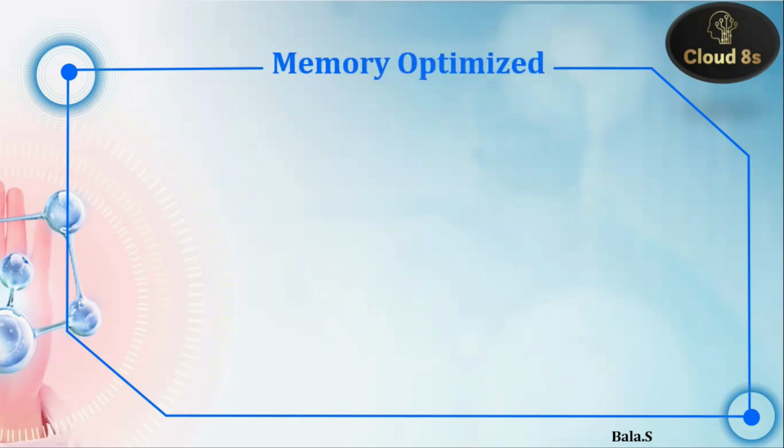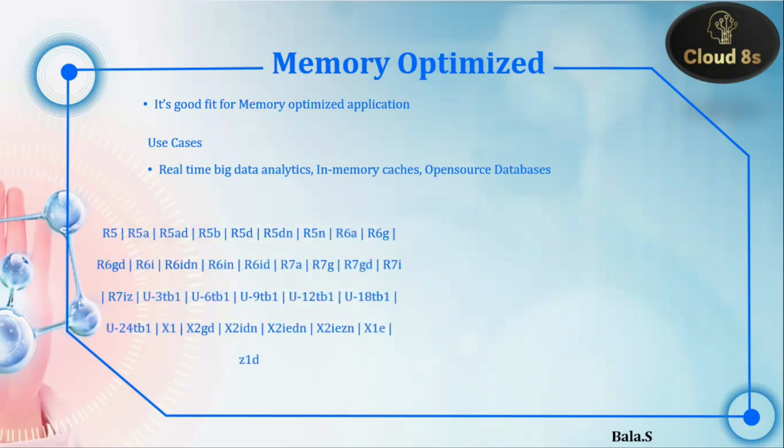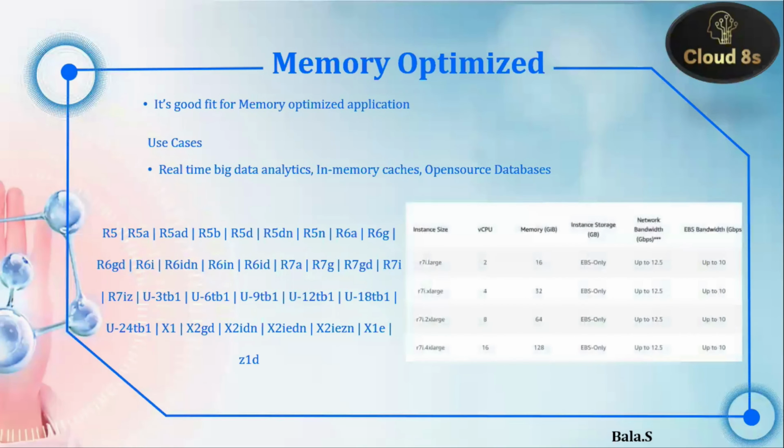Another commonly used one is memory optimized. If you require more memory for your server or application, you can go with memory optimized. The use cases are in-memory caches, which will be helpful. Apart from that, real-time big data analytics or open source databases. If you are using this kind of workload, memory optimized is the best option. These are the R series, and the X series is also memory optimized. Each series provides different sizes.